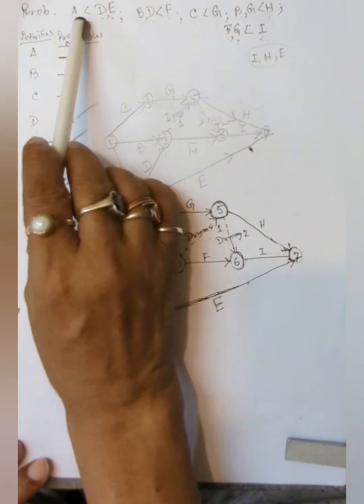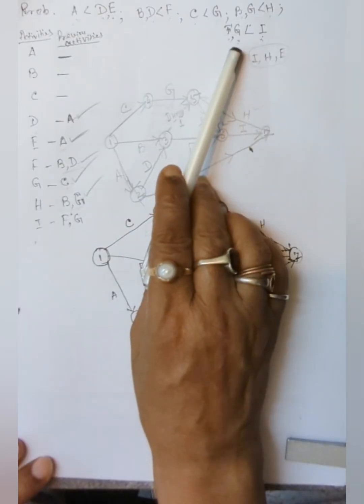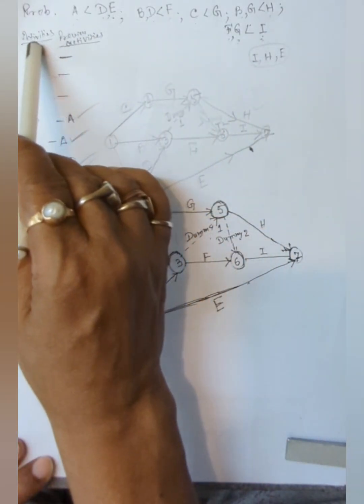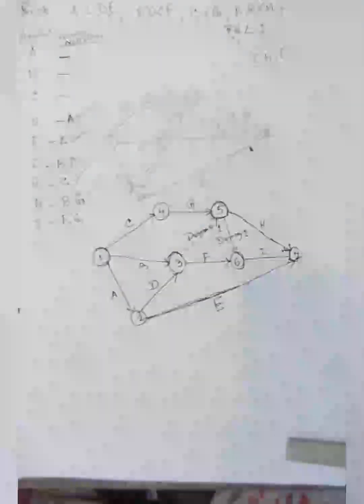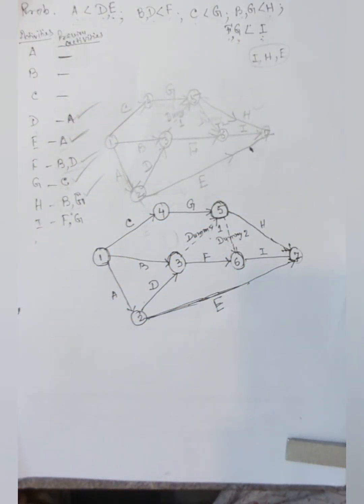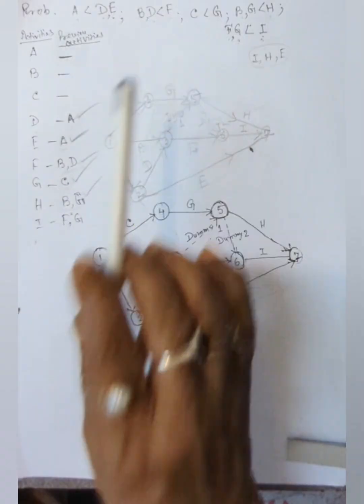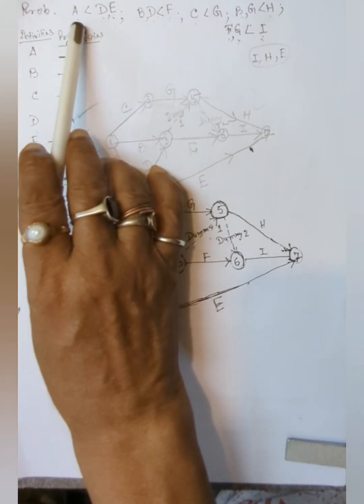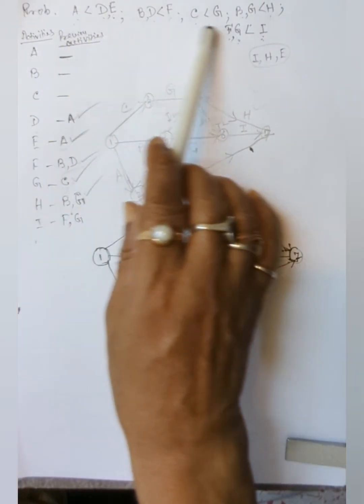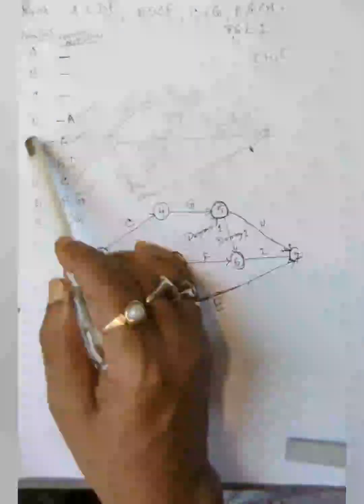Again, I am repeating, this is the given problem. It will be better if you first do some intermediate workings. It will be helpful for you. Though it is not mandatory, you can start directly, but my suggestion is to have a clear picture of the preceding activities relationship. First, note down the activities. What are the activities? A to I: A, B, C, D, E, F, G, H, I.